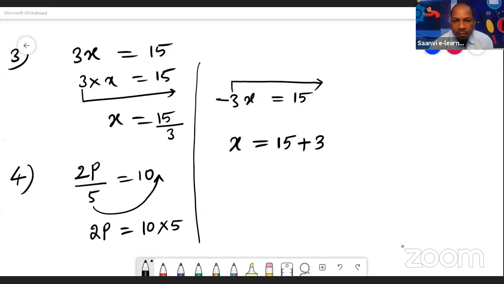And one more thing I am writing here. One more answer I am writing. X is equal to 15 by minus 3. I have written two answers here. When this minus 3 is sent this side, it becomes plus 3. That is one answer I have written. And when this minus 3 is sent this side, it becomes 15 by minus 3.